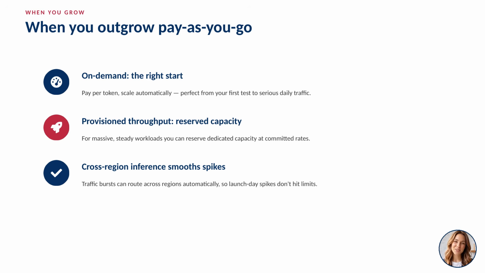One quick note for the road, so the growth path is clear. Everything in this video uses on-demand pricing, pay per token, scale automatically. And that's the right choice from your first test all the way to serious daily traffic. If you ever reach massive steady volume, Bedrock offers provisioned throughput, reserved, dedicated capacity at committed rates. Think of it as moving from taxi rides to leasing the car. And in between, cross-region inference smooths out traffic spikes automatically, so a launch day surge doesn't slam into a limit. You don't need any of this on day 1. Just know the road doesn't dead end.